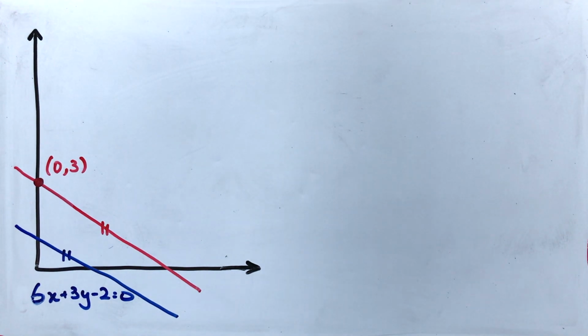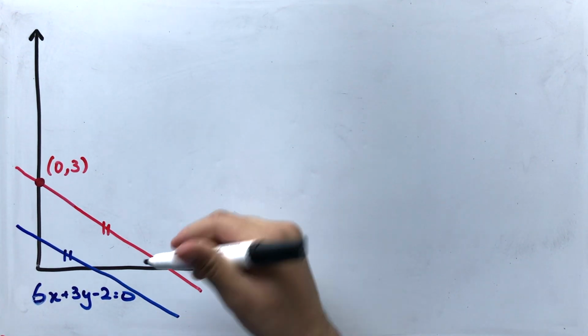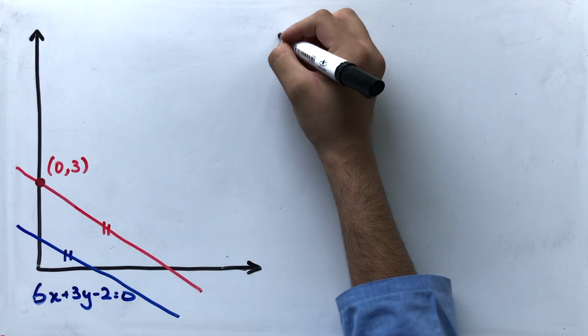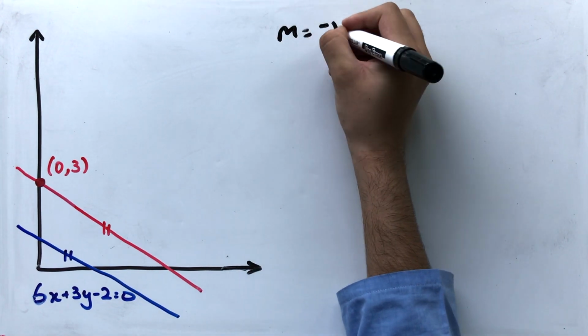So parallel lines are those lines that have the same gradient as each other. For example, we can see these two lines have the same gradient as each other, and from the direction of this line we can see that the gradient will be negative. So how do you know that?